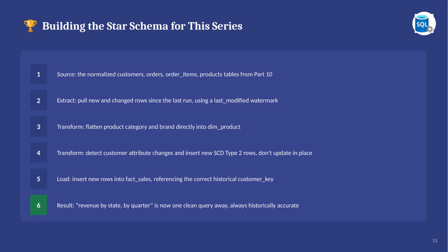The result, say, revenue by state, by quarter, becomes one single, clean query away, and it stays historically accurate forever, no matter how many customers move, change their name, or update their information after the fact. Compare that to running the equivalent query against the original normalized schema from part 10, joining 5 tables and somehow trying to reconstruct what each customer's address actually was on each historical sale date, and the value of everything we've covered in this video becomes genuinely obvious.